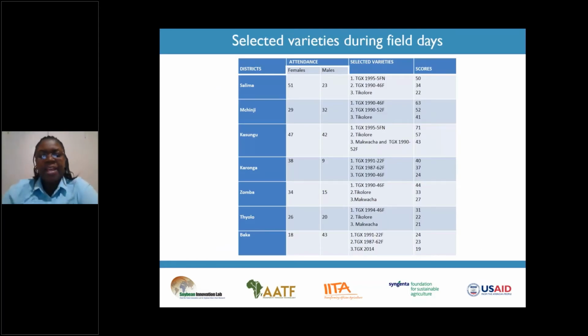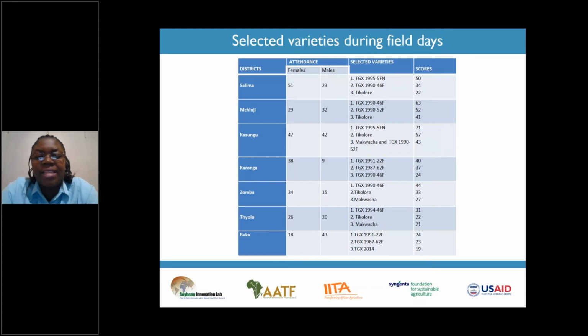Next slide. Yeah, so this table, I'm going to talk about the selected varieties that farmers selected during the field days. One of the varieties which was preferred by the farmers was TGX 1995 5FA. That's in Salima. But as you can see, the same line, which is TGX 1991, was also among the selected ones.